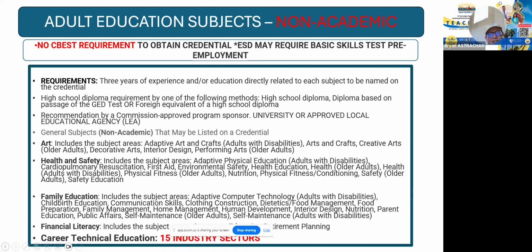Public affairs is everything from being what we call a public information officer, PIO, to disseminating information, whether it be written or via the news media. Self-maintenance, you'll notice in the brackets, is going to be for adults and adults with disabilities. So these types of programs are offered at the adult schools.